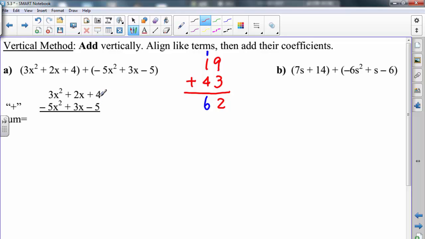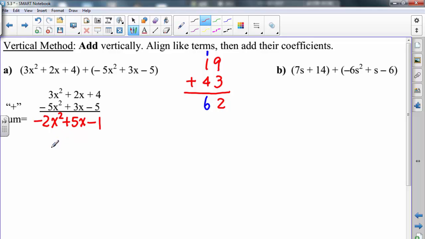So let's just follow the number adding. I want to start from the constant terms. Positive 4 plus negative 5. It's negative 1. Positive 2x plus positive 3x. This is positive 5x. 3x squared plus negative 5x squared. Since they are like terms, you only need to do 3 plus negative 5. Negative 2x squared. We will get to the same adding result.